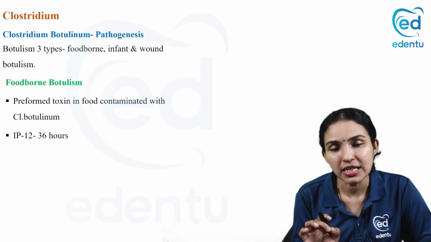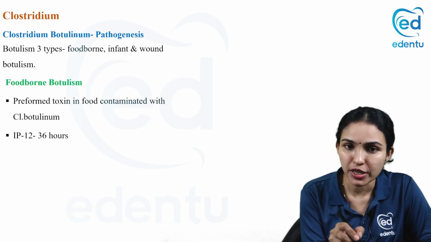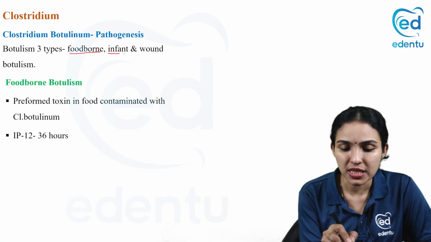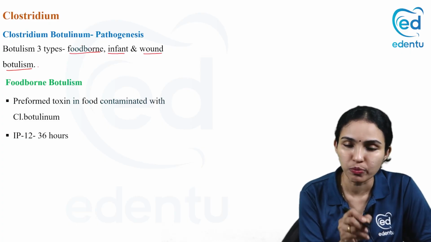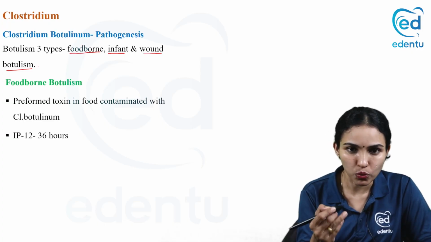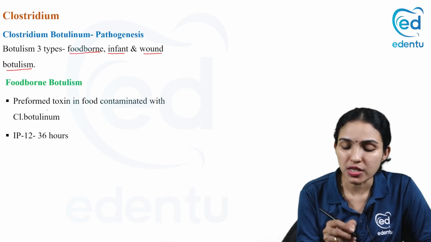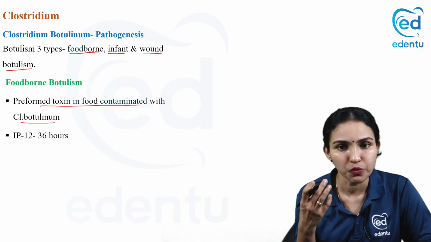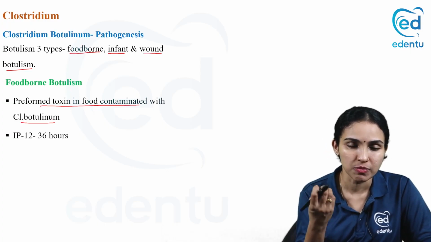We have basically 3 types of botulism. The one we are talking about is foodborne botulism. The other 2 forms are infant botulism and wound botulism. First we'll see foodborne botulism, which is more important. This is because you consume preformed toxin in food contaminated with Clostridium botulinum. Suppose the food is already contaminated with botulinum spores.